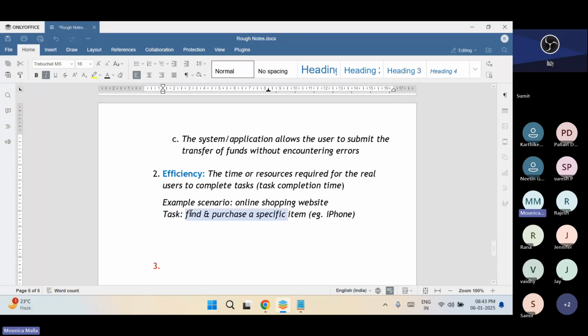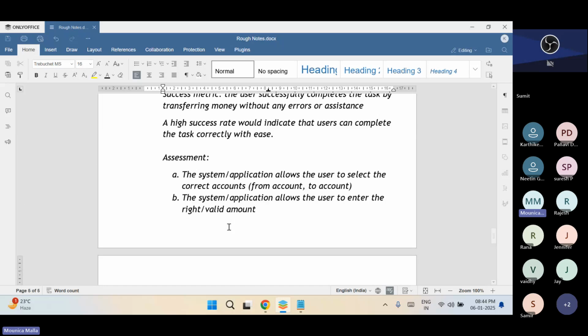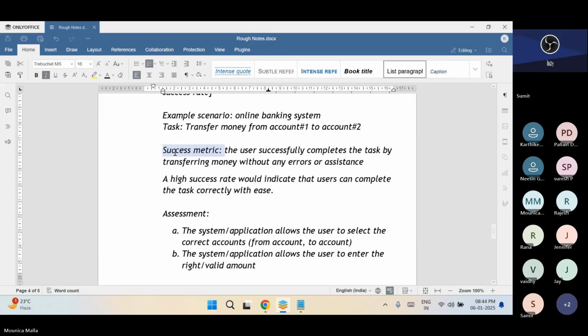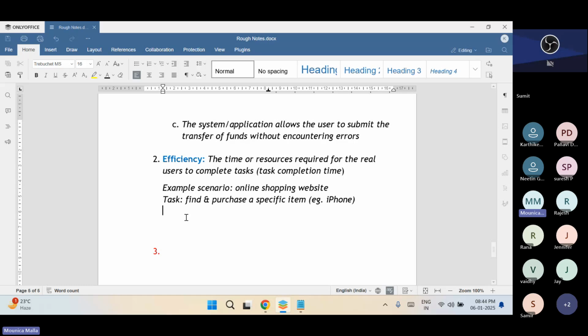So this is the task I have got. Task means it's your business use case, meaning your requirement. In an online shopping website, you can imagine Myntra or Meesho, Flipkart, Amazon, anything. Now here we need to define what is the success metric. As a usability test engineer, we should define what the success metric is for us. The task is to go to an online shopping website, find and purchase a specific item.